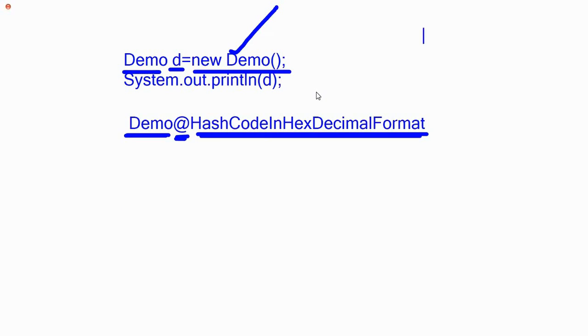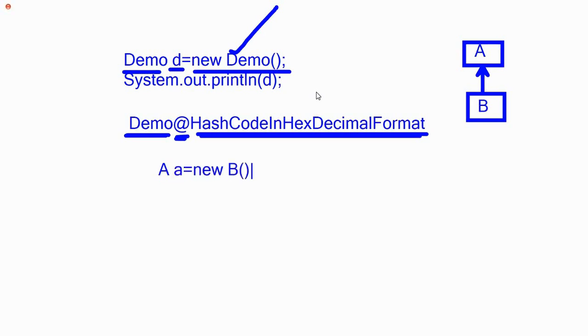Suppose A is a superclass, B is a subclass. A a = new B(). Is this line valid or not valid? Valid. In this line, which class object is created? B class. Assigned to which class reference? This concept is called upcasting.